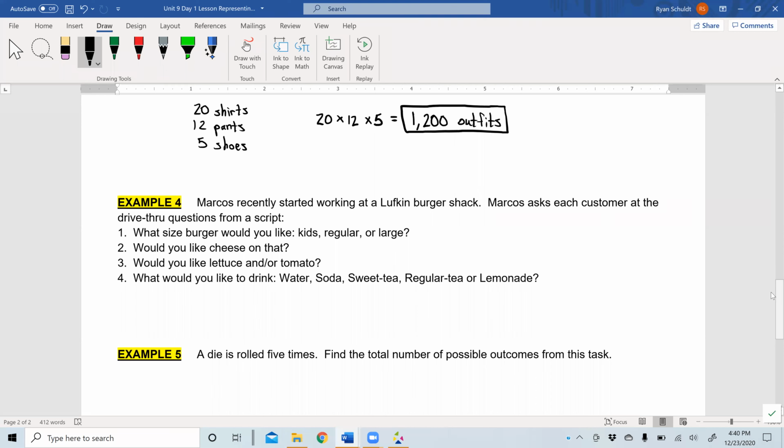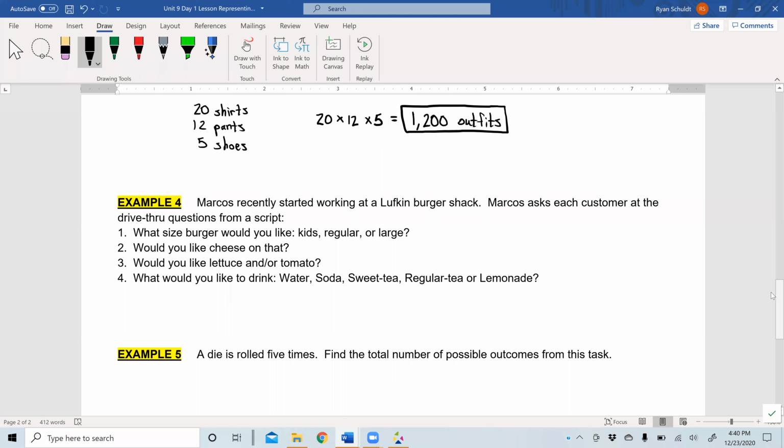Okay, so Marcos recently started working at the Lufkin Burger Shack. Pick your favorite shack. Mom's, Ray's, Zesty Burger, I don't know, you pick. Marcos started working at the Lufkin Burger Shack, and he asked each customer at the drive-thru questions from a script. He asked them, what size burger would you like? Kids, regular, or large? Let's stop there.